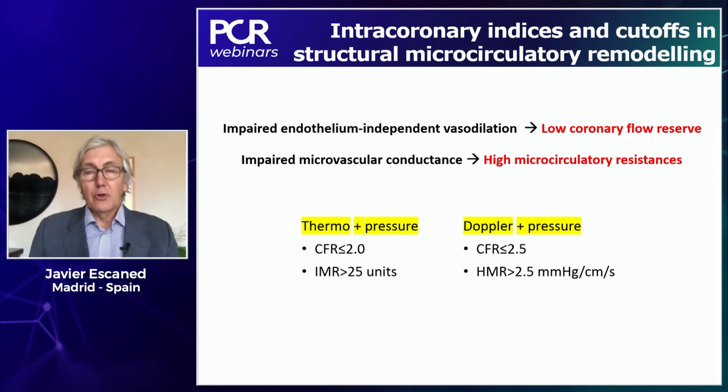If you're using Doppler and pressure, the cutoffs are slightly different based on the studies that have reported patient outcomes. The cutoff for coronary flow reserve is less or equal to 2.5, and the hyperemic microcirculatory resistance is more than 2.5 millimeters of mercury centimeters per second. So these are the cutoffs that we use regularly to investigate if we have microcirculatory remodeling in the patients.